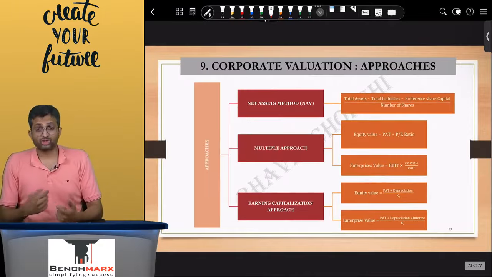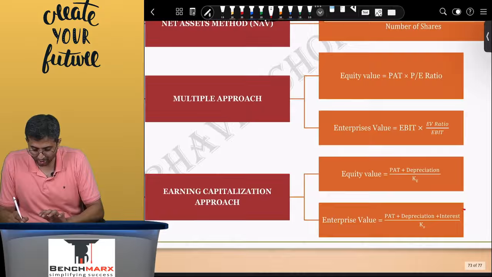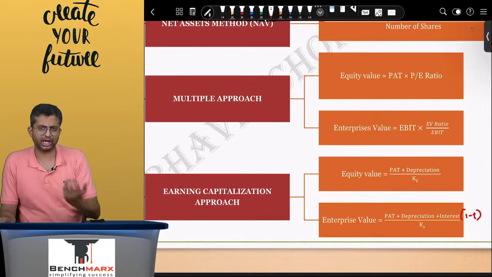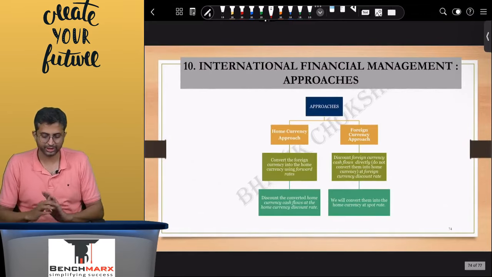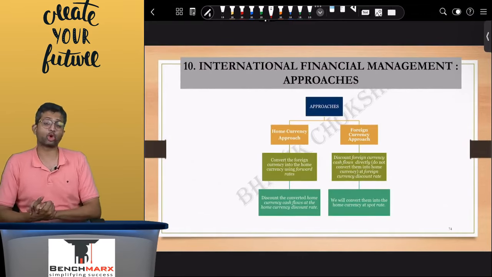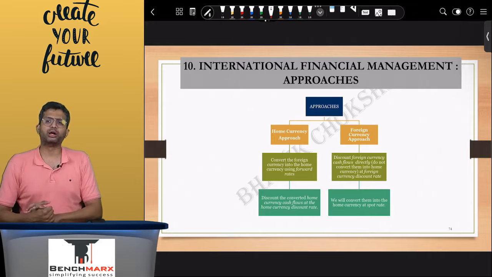One can also adjust interest with 1 minus t if you want over here. That is also permitted. The institute has taken interest directly, but interest into 1 minus t can also work if the tax rate is available. Lastly, there is a chapter on international financial management.